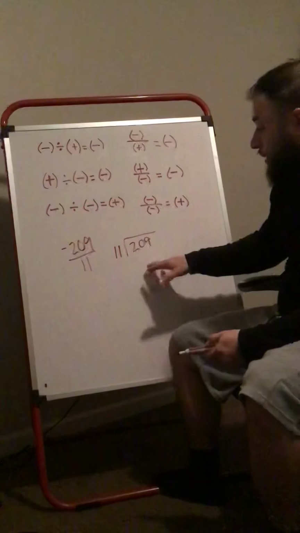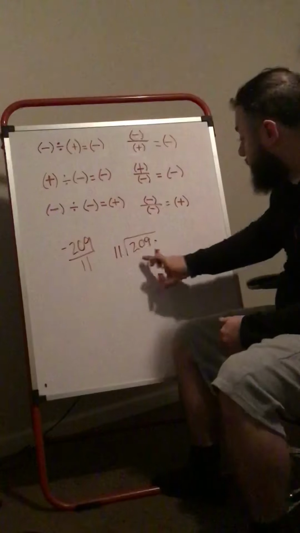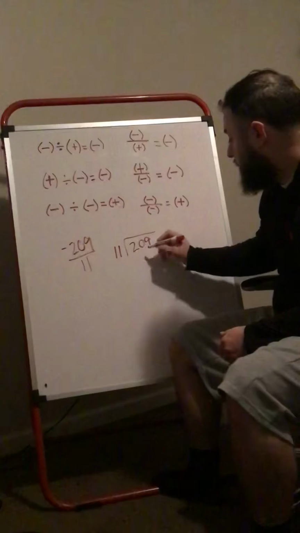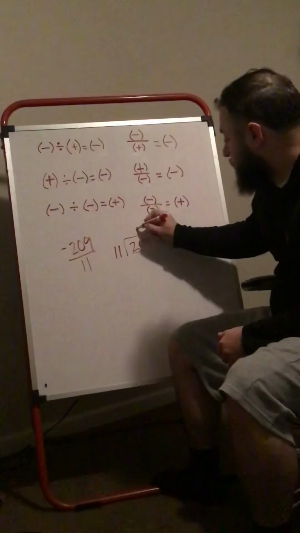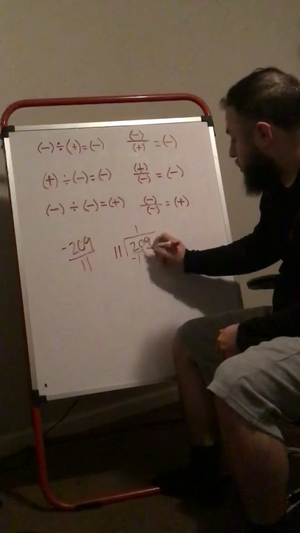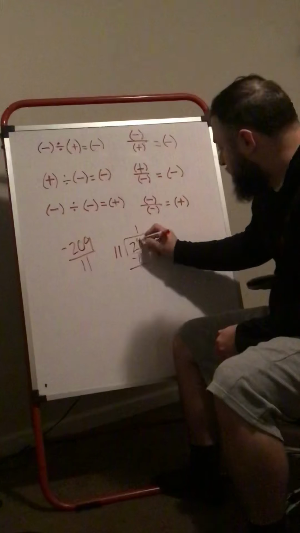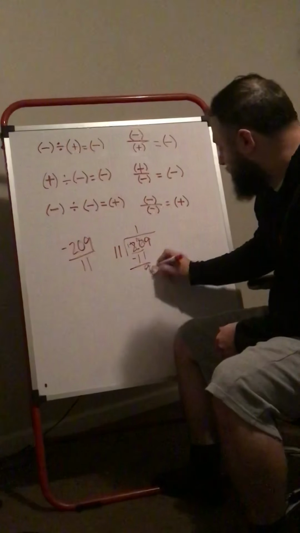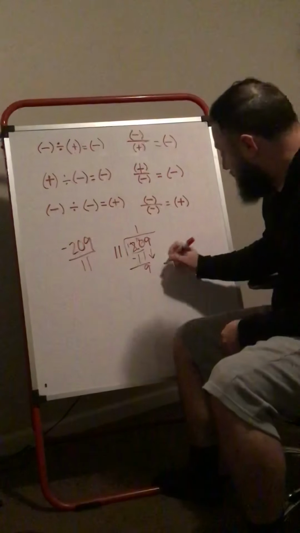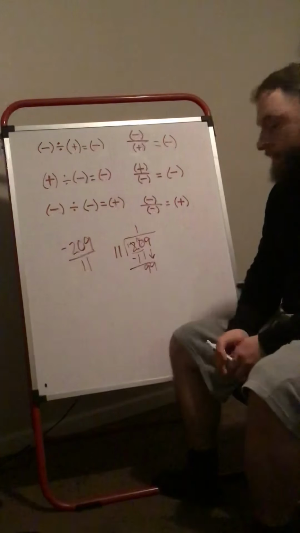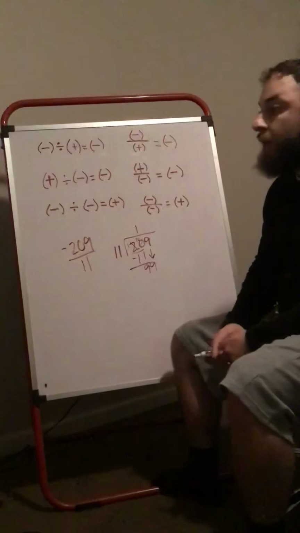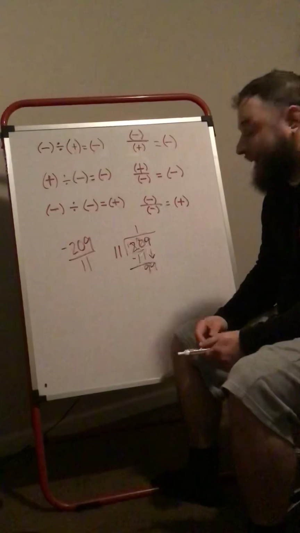So you would work this out like a regular division problem. 11 can go into 20 one time. 11 times 1 is 11, and then we subtract 11 from 20, and we get 9. Then we bring down our next number, 9, and we have 99. Now I have to think, how many times can 11 go into 99? And I know that it goes into 99 nine times.